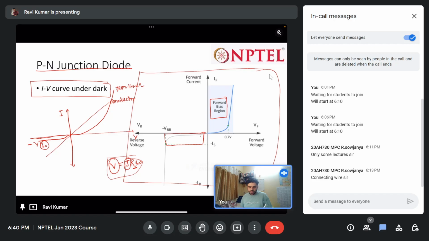Do you know what this 0.7 volt is? Above which it is behaving like a conductor. Okay, sir. What is this? Okay, so this is that delta V which I was talking about. This is the barrier voltage.